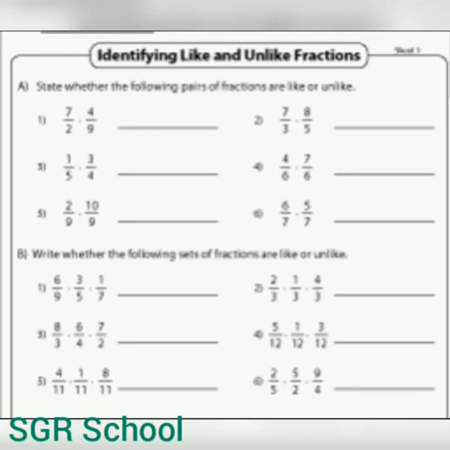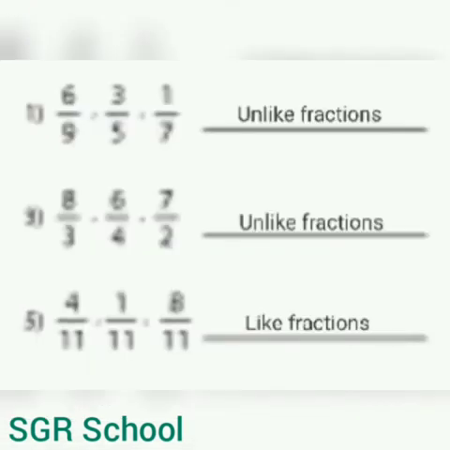Question number 2 is, write whether the following sets of fractions are like or unlike. The first one is 6 by 9, 3 by 5 and 1 by 7. We can see that all the denominators are different, so these are unlike fractions. Next one is 8 by 3, 5 by 4 and 7 by 2. We can see their denominators are different, so these are unlike fractions.